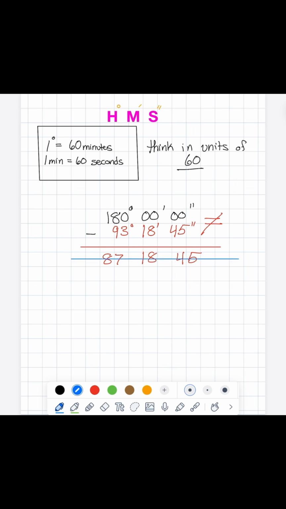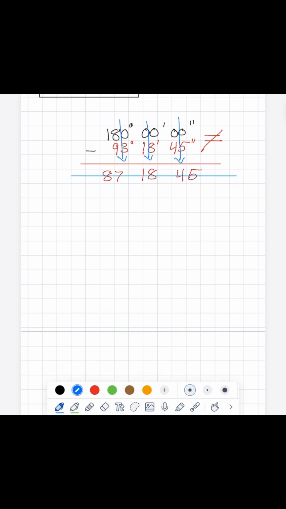So you can see my little note up there, things to remember. 1 degree is equal to 60 minutes. 60 minutes is equal to 1 degree. 1 minute is equal to 60 seconds and vice versa. So when we're adding and subtracting hours, minutes, and seconds, we want to think in units of 60, and 60 being equal to 1. So let's take this problem and we're going to do the math real quick.